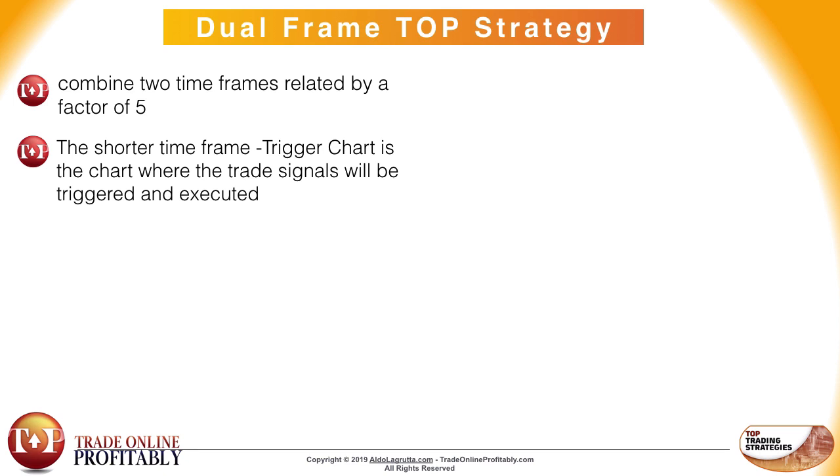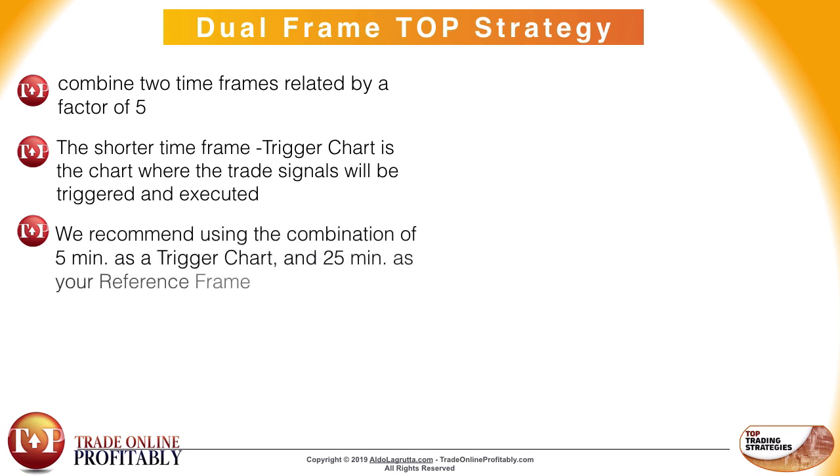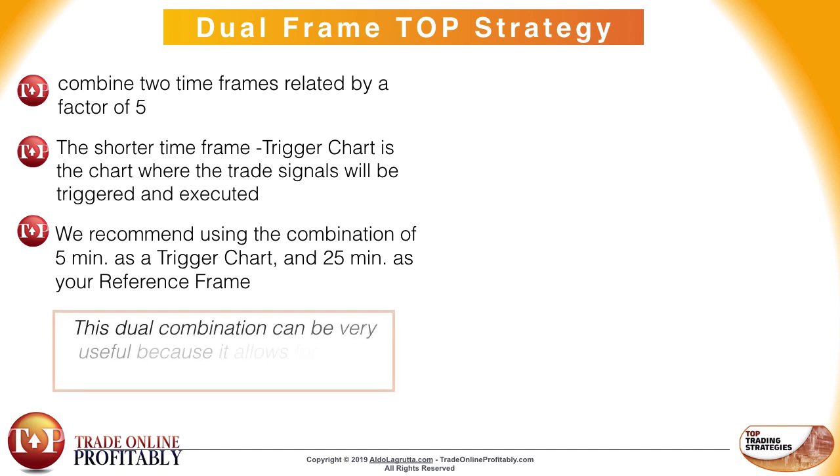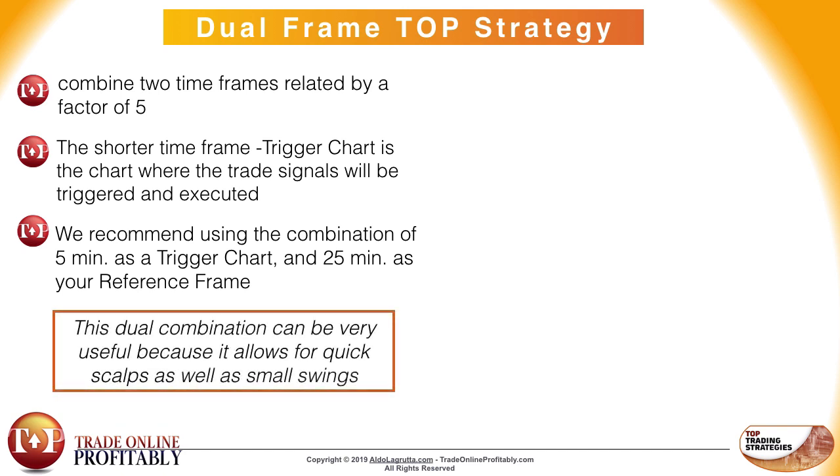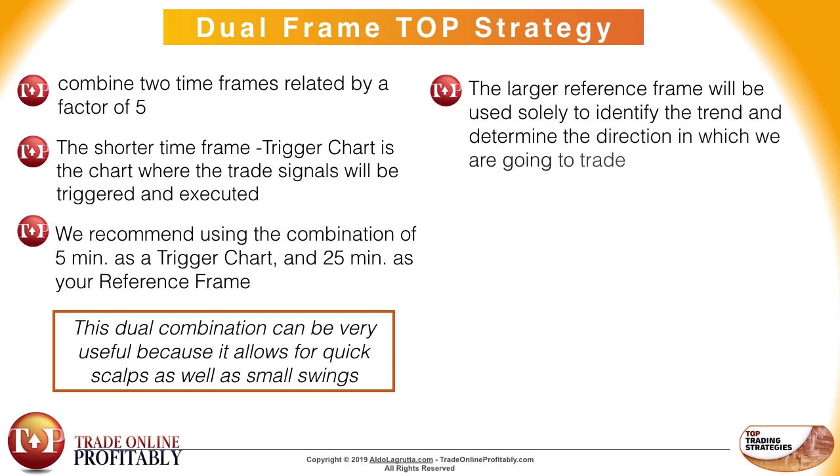We're going to assume that the majority of our top members are day traders who hold positions for less than an hour. So we recommend you use the combination of 5 minutes as a trigger chart and 25 minutes as your reference frame. This dual combination can be very useful because it allows for quick scalps as well as small swings. The larger reference frame, in this case the 25-minute chart, will be used solely to identify the trend and determine the direction in which we are going to trade.